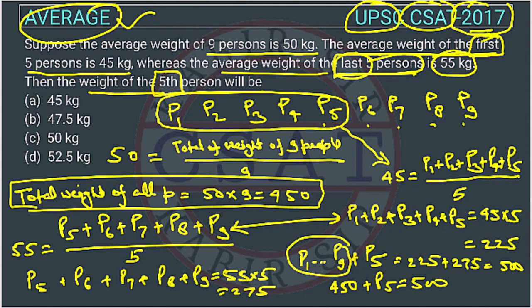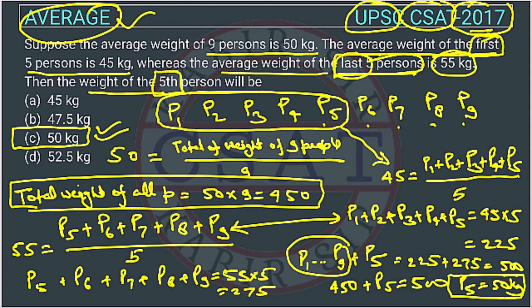So if we solve it, we will get P5 is equal to 50 kg. So they ask the weight of the fifth person. So the weight of the fifth person is 50 kg. So this is our answer, right? If you understand this basic concept, then you can skip various steps here and you can do it very fast in the exam.